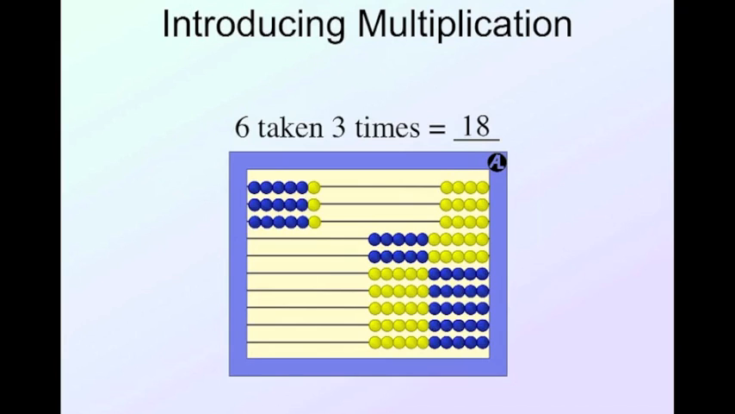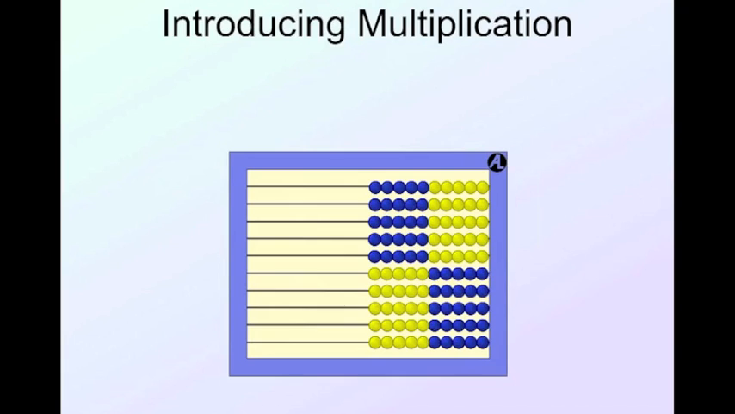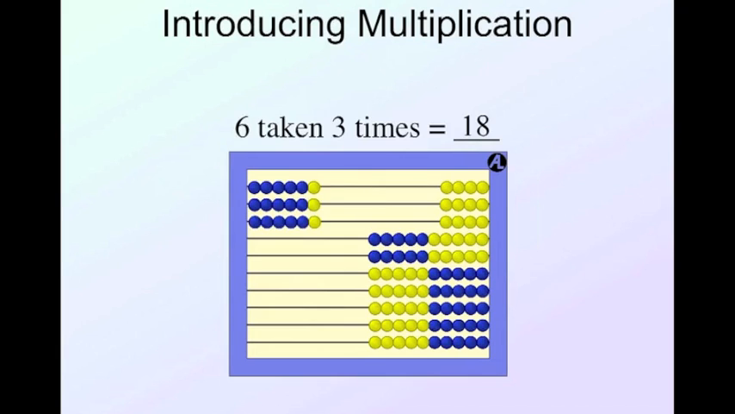Let's do another one here. Now we have 6 taken 3 times. We can see our answer is 18. We can see the 15 with the blue beads and 3 more with the yellow, totals 18.